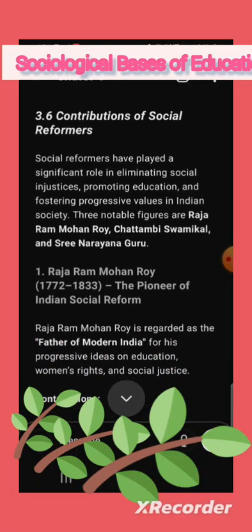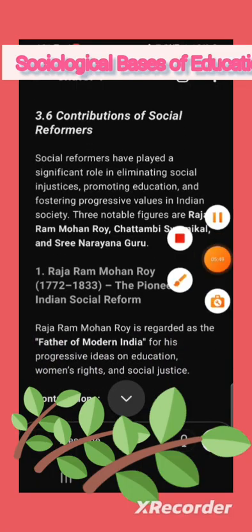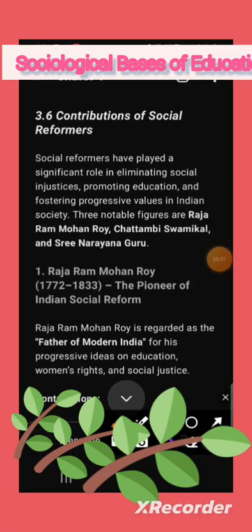Contributions of social reformers. Social reformers have played a crucial role in shaping modern India by addressing issues like caste discrimination, gender inequality, lack of education, and religious orthodoxy. Three key social reformers, Raja Ram Mohan Roy, Chattambi Swamigal, and Sree Narayana Guru, worked tirelessly to transform Indian society.